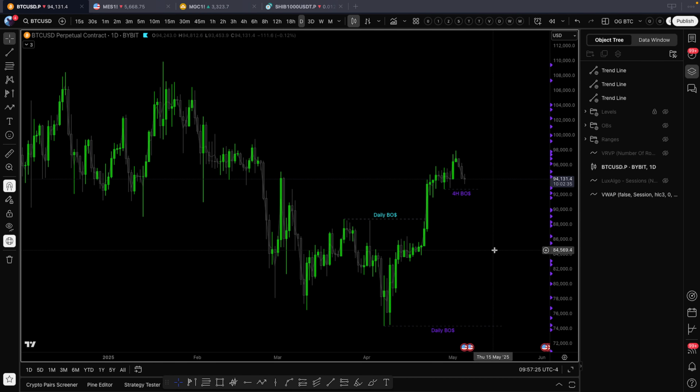All right, let's do a quick update on Bitcoin. Let's come to the daily chart to give us a high time frame look at what's going on. And let's first draw out our daily structure from the high.